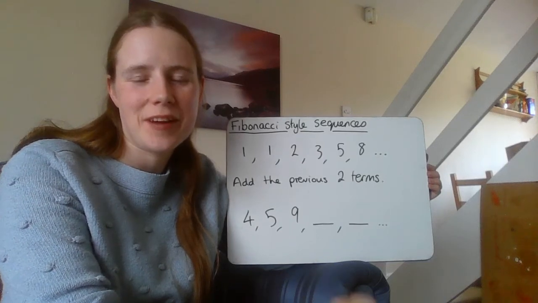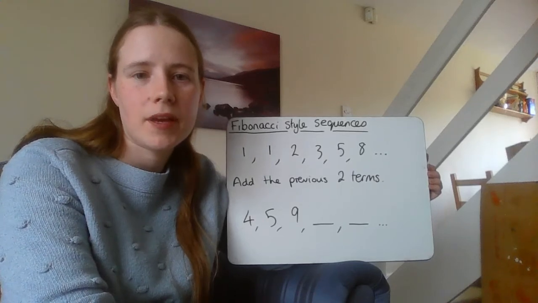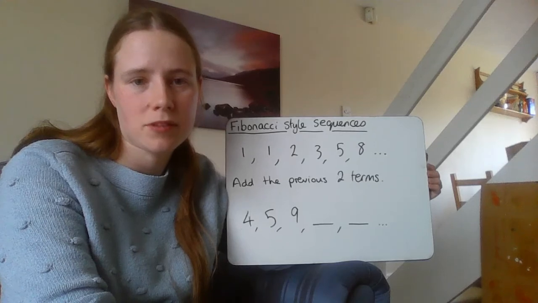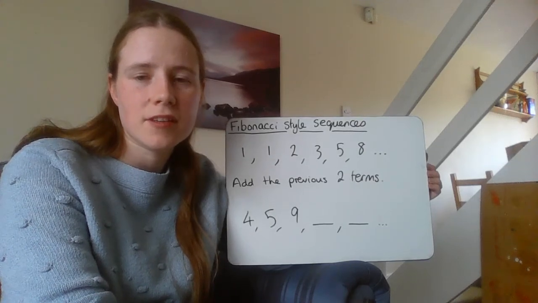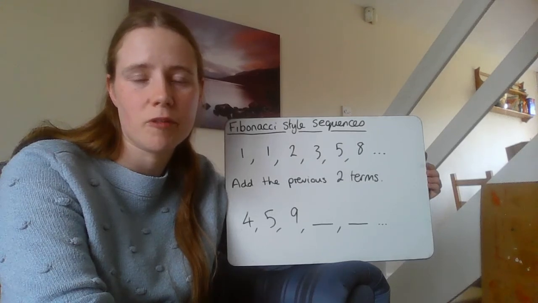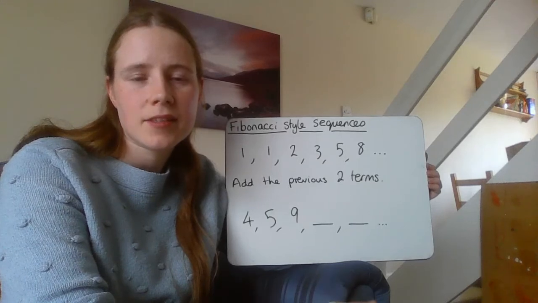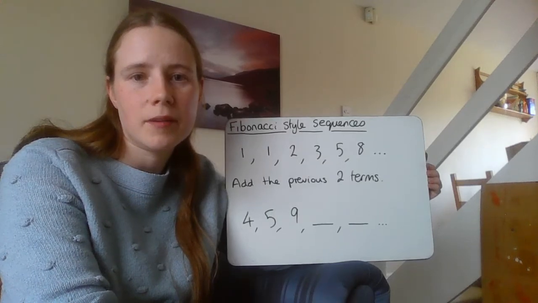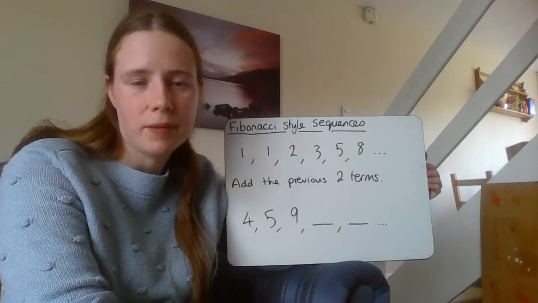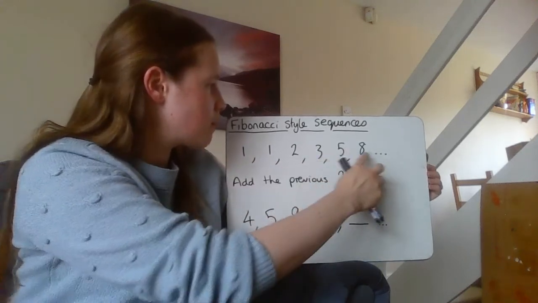Hello, in this video I'm going to be talking you through Fibonacci style sequences, which is one of the types of sequence that you need to be familiar with for the GCSE maths course. Fibonacci style sequences are called after an Italian mathematician called Leonardo of Pisa, whose nickname was Fibonacci. He did some work on the puzzle of rabbits and their population over time. And his puzzle generated this sequence that I've written up here.